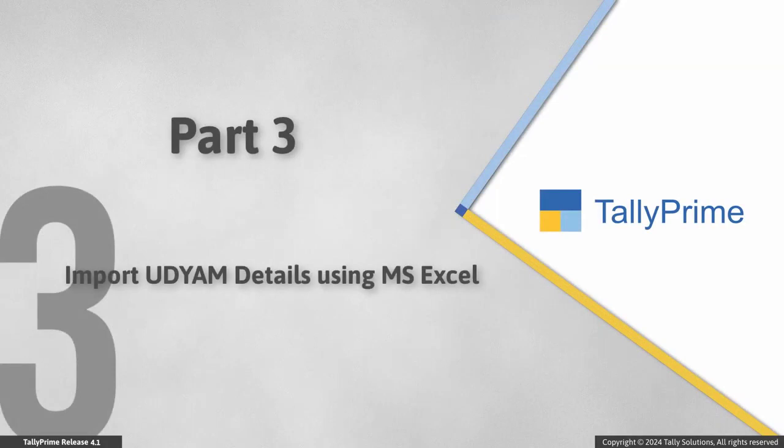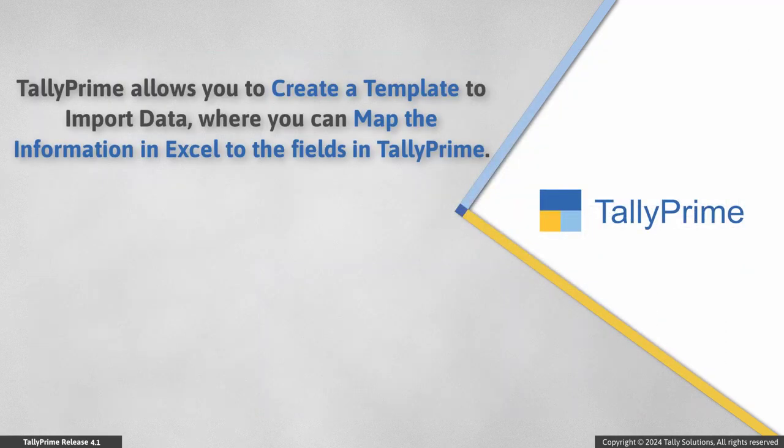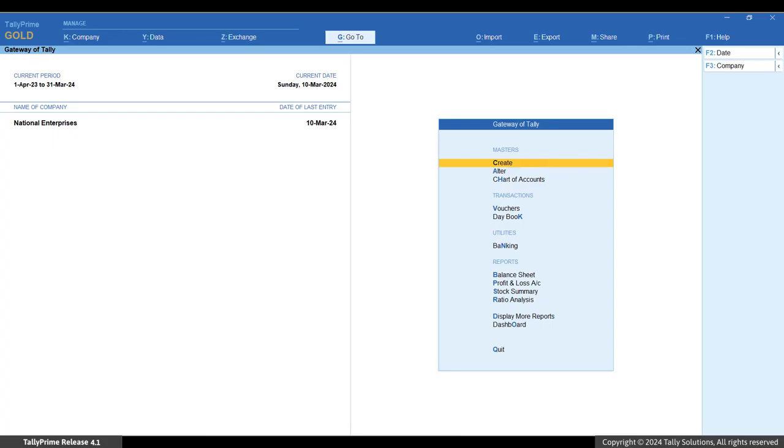In case you have a large number of suppliers and most of them are MSMEs, it would take a long time to update the UDYAM details for each party. But if you have the details saved in Excel, you can import the details to TallyPrime using the Excel import option. TallyPrime allows you to create a template to import data where you can map the information in Excel to the fields in TallyPrime. To import data from Excel, press Alt+O, Import.